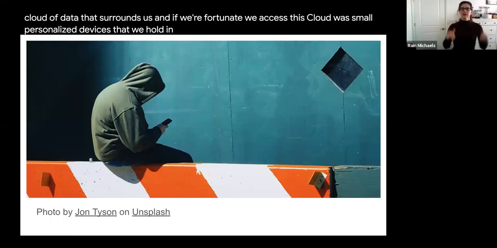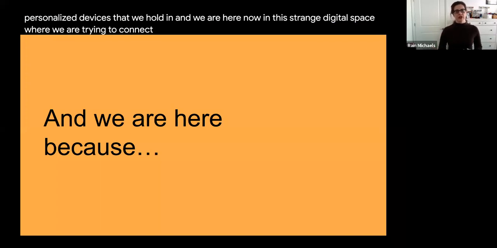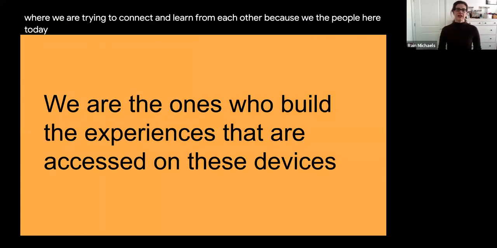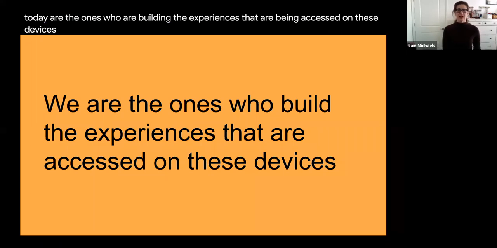on our laps. And we are here now in this strange digital space where we are trying to connect and learn from each other because we, the people here today, are the ones who are building the experiences that are being accessed on these devices. And we know that it is critical that these experiences are accessible.